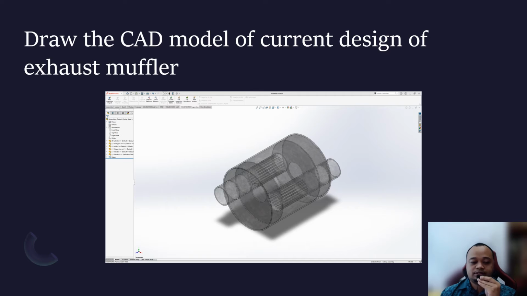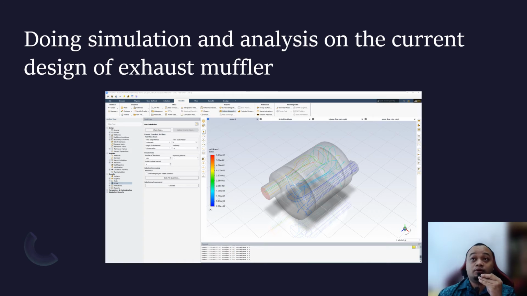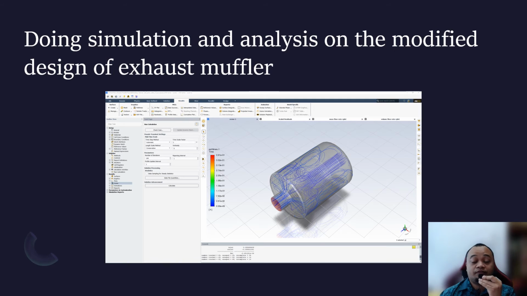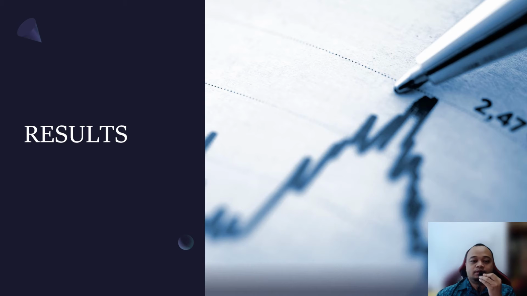So the first step in my study is that I draw the CAD model of the current design of the exhaust muffler. After the designing is done, I do simulation and analysis on the current design of the exhaust muffler using ANSYS software. After that, I draw the CAD model of the modified design of the exhaust muffler. After I'm done with my modification, I do simulation and analysis on the modified design of the exhaust muffler. After all of the methods were done, here is the result I got.